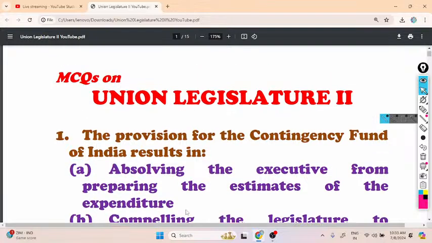Good morning to all of you. We'll have a class on Union Legislature, I mean the Parliament too. Last class we discussed very important questions on Parliament, and today I'm bringing previous year questions on Parliament.